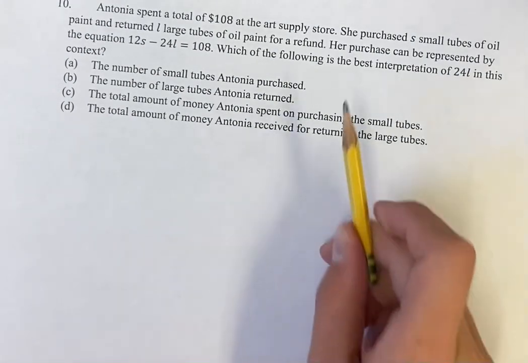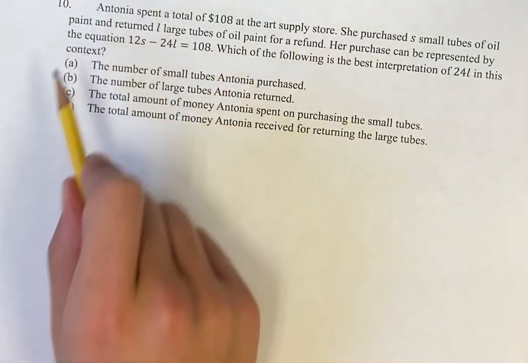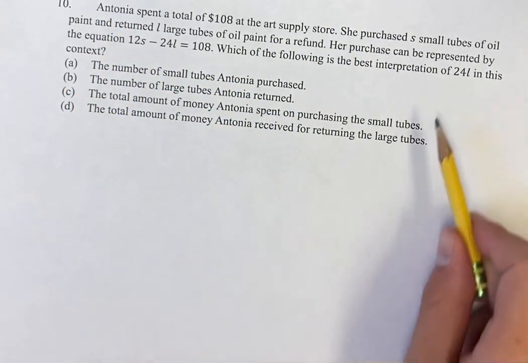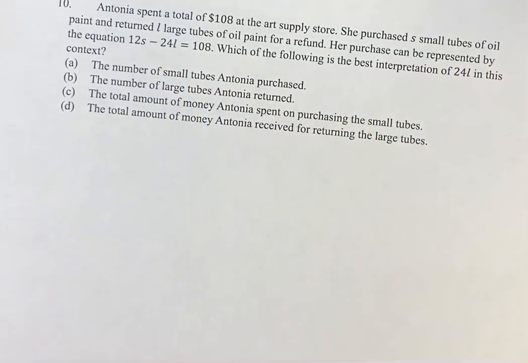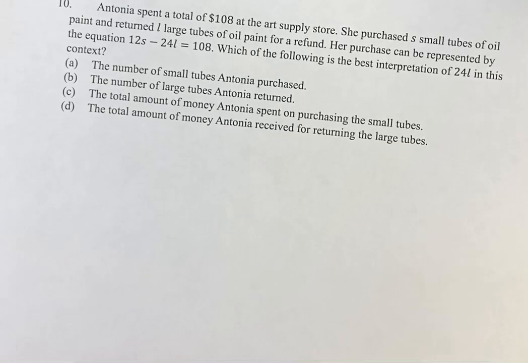In this problem, we're looking at this paragraph with this equation, and we're using the information that we're given in the paragraph to figure out what 24L means in this equation. So what we're going to do is ignore the equation for a second and try to make our own equation based on the information that we're given.